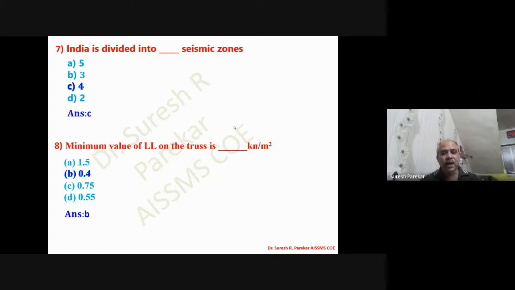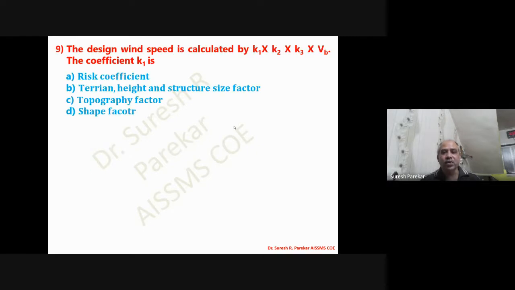After this, if your angle increases, then also we have to keep value at 0.4 kilonewton per meter square.